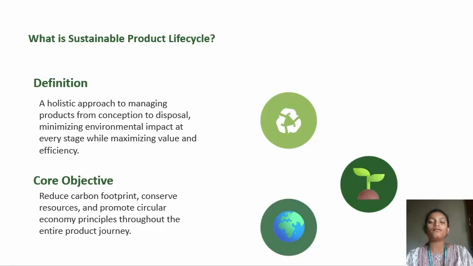Let's see what is sustainable product life cycle. It refers to the holistic and strategic approach to managing products so that their environmental impact is minimized at every stage. Unlike traditional methods that focus only on production and sales, this approach looks at the full life cycle. There are raw material sourcing, product designing, manufacturing, transportation, consumer use, disposal or recycling.